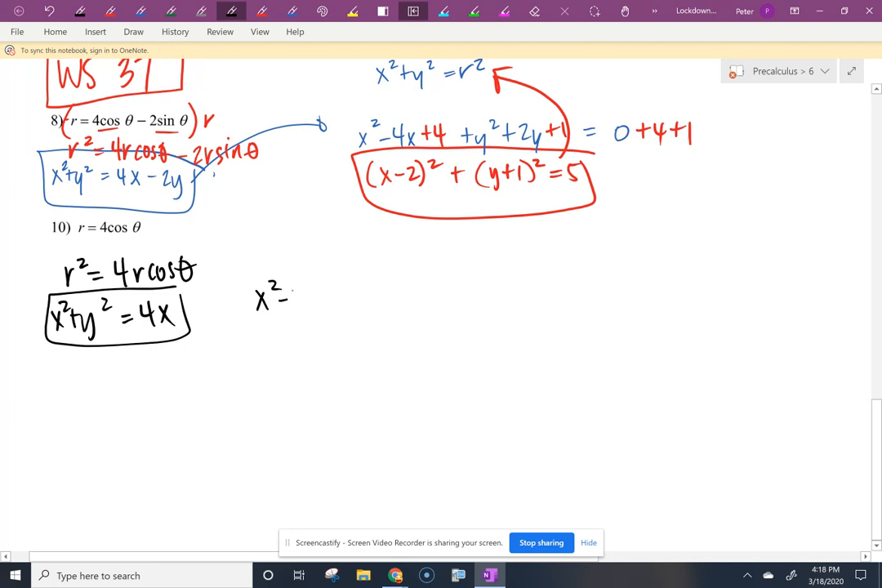So x squared minus 4x plus y squared equals 0. Half the middle number is -2. Squared is 4. Add 4 to both sides, and lo and behold, you're going to be done. x minus 2 squared plus y squared equals 4.